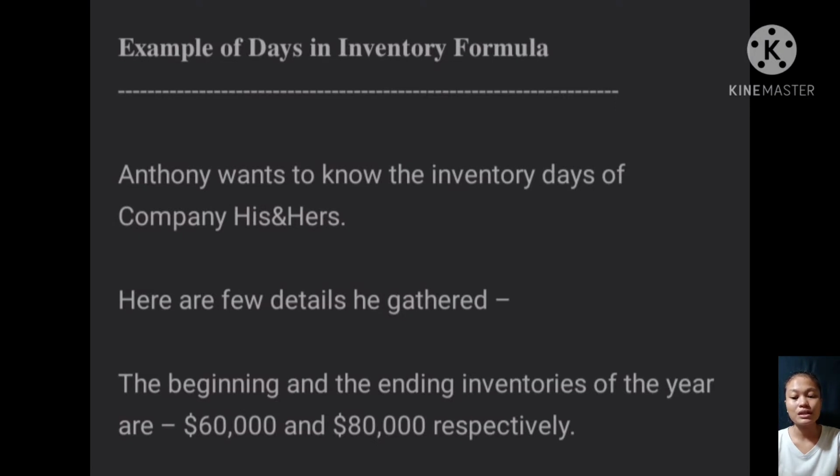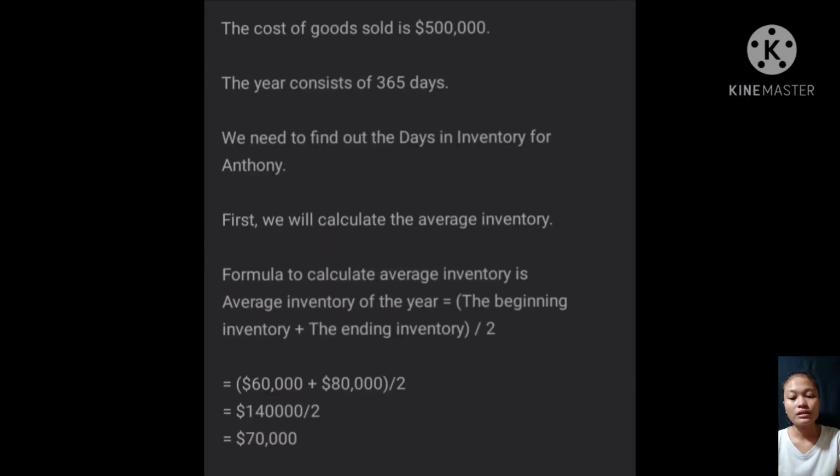Anthony wants to know the inventory days of his company. Here are a few details he gathered. The beginning and the ending inventories of the year are $60,000 and $80,000 respectively. The cost of goods sold is $500,000. The year consists of 365 days. We need to find out the days in inventory for Anthony.